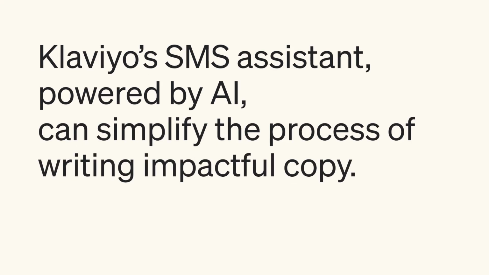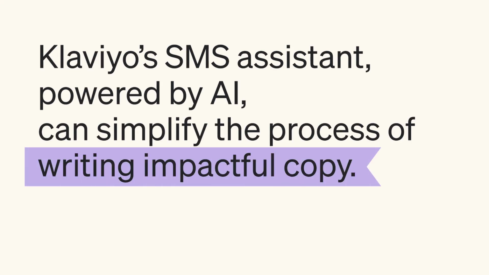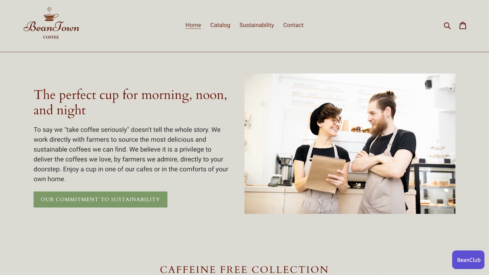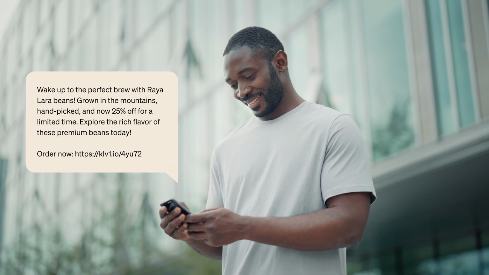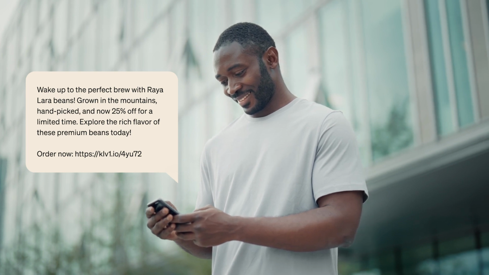Klaviyo wants to help you work faster and smarter. With Klaviyo's SMS Assistant, powered by AI, you can simplify the process of writing impactful copy for your SMS campaigns. Take Beantown Coffee as an example. They use AI to auto-generate SMS messages that are customized based on their messaging goals.